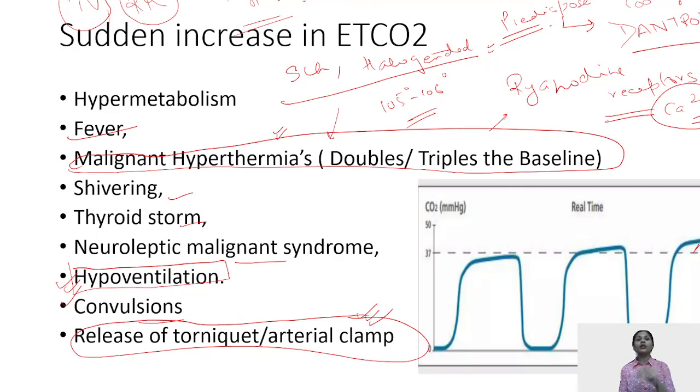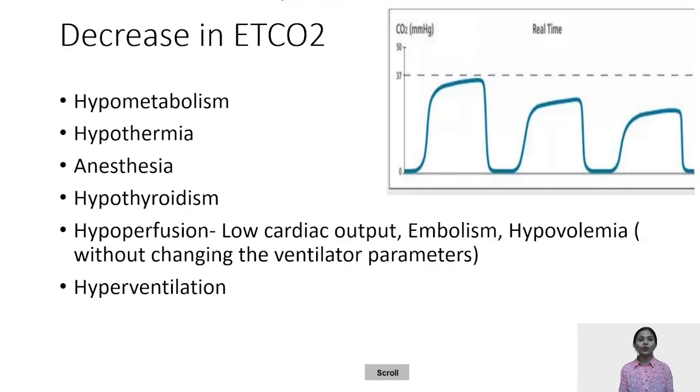And if the patient is hypoventilating, then your management would be very simple. You have to change the tidal volume or you have to increase the respiratory rate. Moving forward to just the opposite of the sudden increase in ETCO2, that is the decrease in ETCO2. Now, the decrease in ETCO2, just vice versa, is anything that is leading to hypometabolism. It could be hypothermia, the anesthesia per se, hypothyroidism, or any state leading to hypoperfusion.